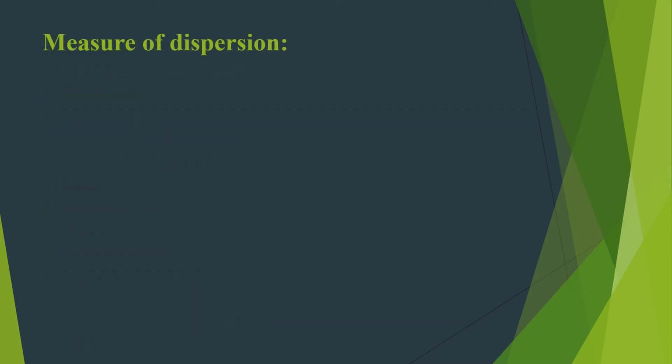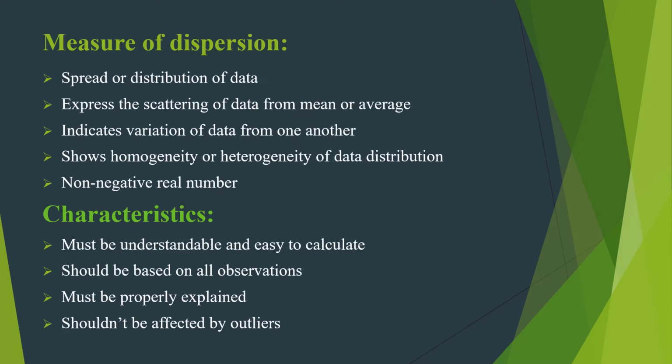Measure of dispersion. What is measure of dispersion? Spread or distribution of data. It expresses the scattering of data from the mean or average, indicates variation of data from one another, and shows homogeneity or heterogeneity of data distribution.